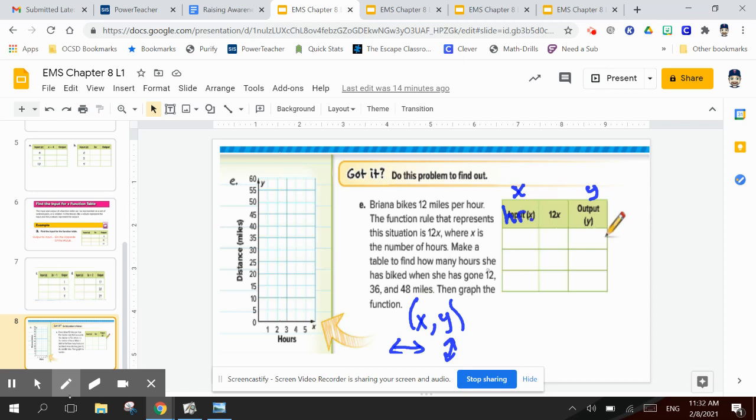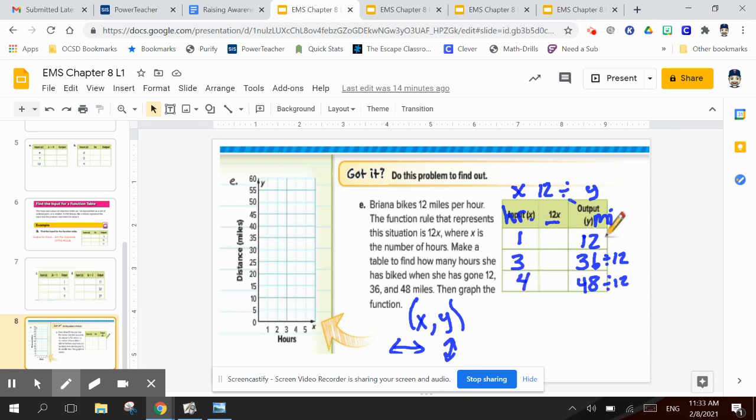Make the table to find how many hours she has biked when she has gone 12, 36, and 48 miles. So we have 12, 36, and 48 miles. So to find the number of hours, we're working backwards. So I look at the rule, which is times 12. The opposite of that is to divide by 12. So I take 12 divided by 12 is 1. 36 divided by 12 is 3. And 48 divided by 12 is 4.